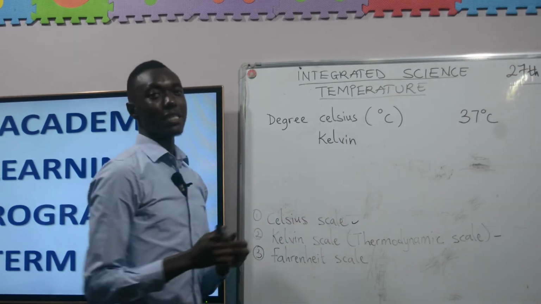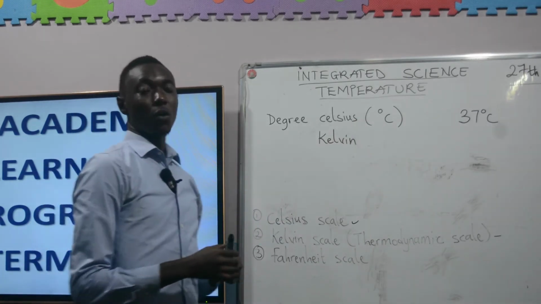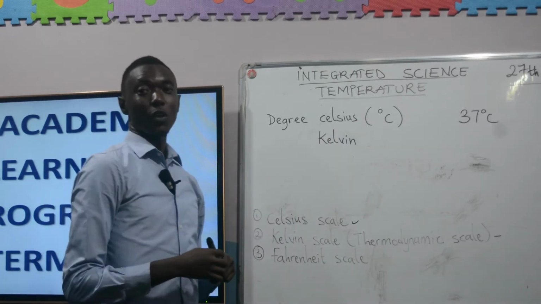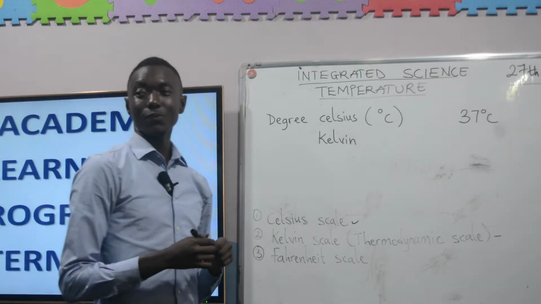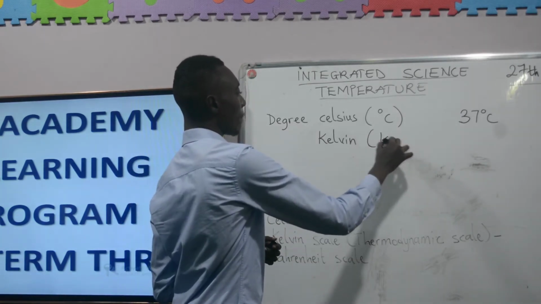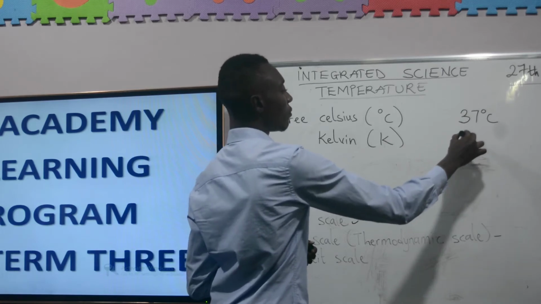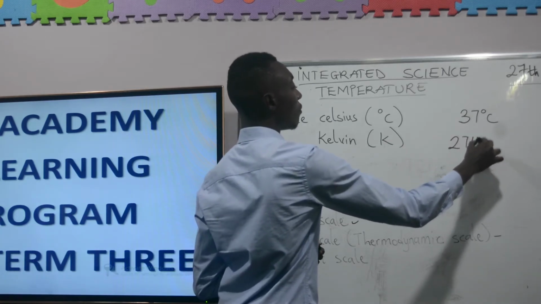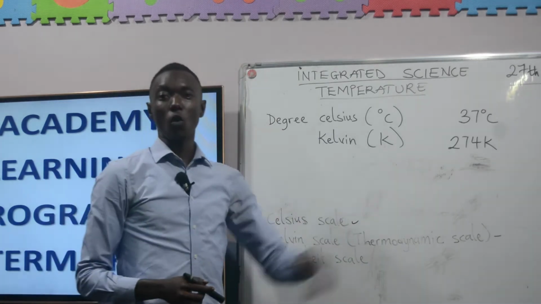The next one is Kelvin. Of course, Kelvin wouldn't have a degree. We usually write Kelvin as capital K. So I can decide to write this, which means 274 Kelvin.